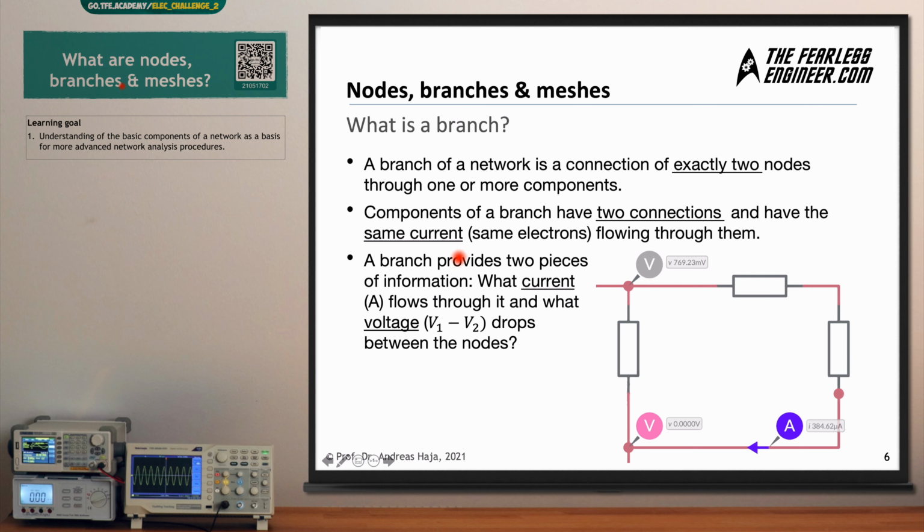A branch provides 2 pieces of information to us. The first is which current flows through it, and also what voltage drops between the nodes. So we have current flow and we have voltage drop. As we discussed before, voltage drop is simply the difference between 2 potentials. And as the information about potentials is provided by the nodes, we see this very neat combination between nodes and branches where they meet. We combine the set of information which we get. Nodes provide potential, and branches provide voltage, potential difference, and also current flow.